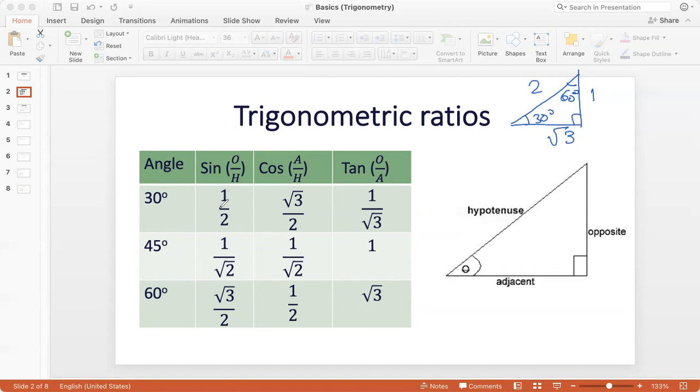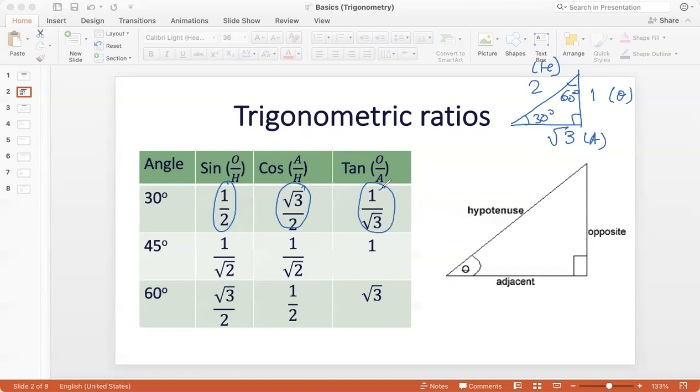So if I were to say sine 30, then sine 30 would be opposite divided by hypotenuse. So that's 1 by 2. Cos 30 would be adjacent by hypotenuse. So that's √3 by 2. And tan 30 would be opposite by adjacent, which is 1 over √3.